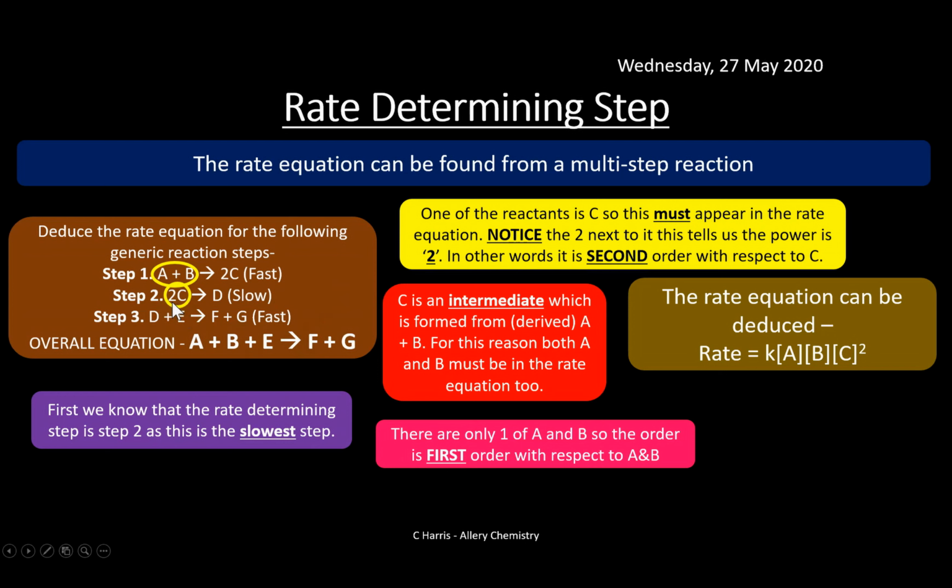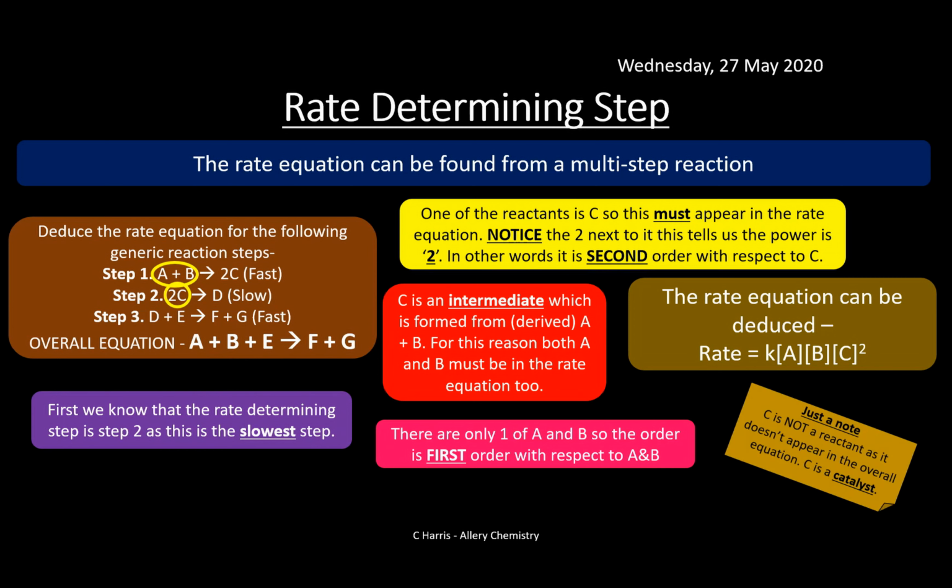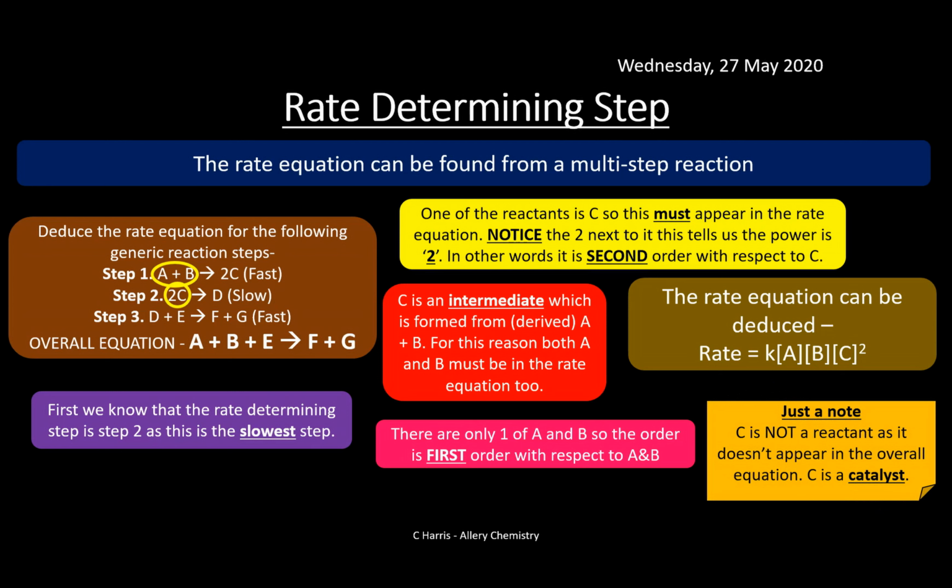That's not a mistake. What we've got here is obviously a catalyst, because it doesn't appear in the overall equation, but it is in the rate determining step. So they might ask questions like that, so don't be worried if you think, well, that's not in the equation, where's C come from? It is there, it's just a catalyst, of course.